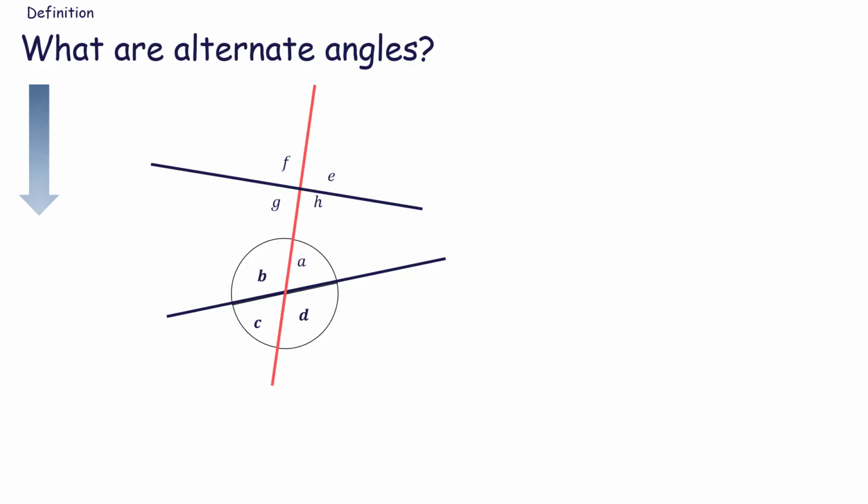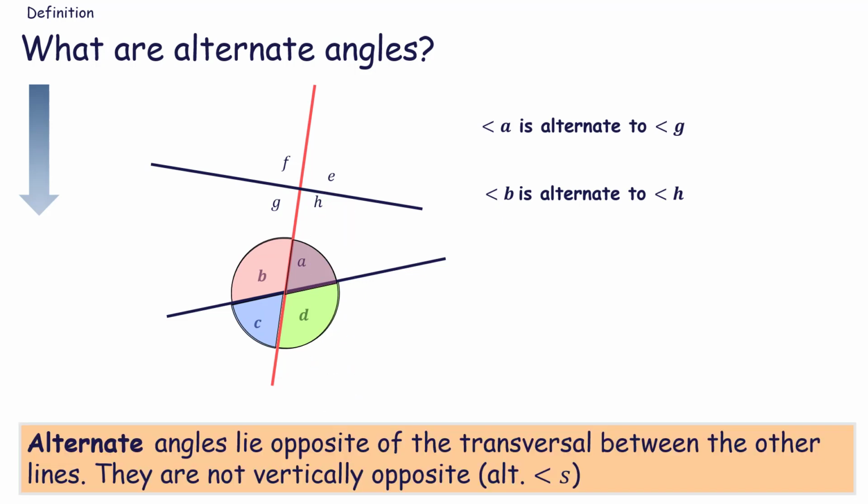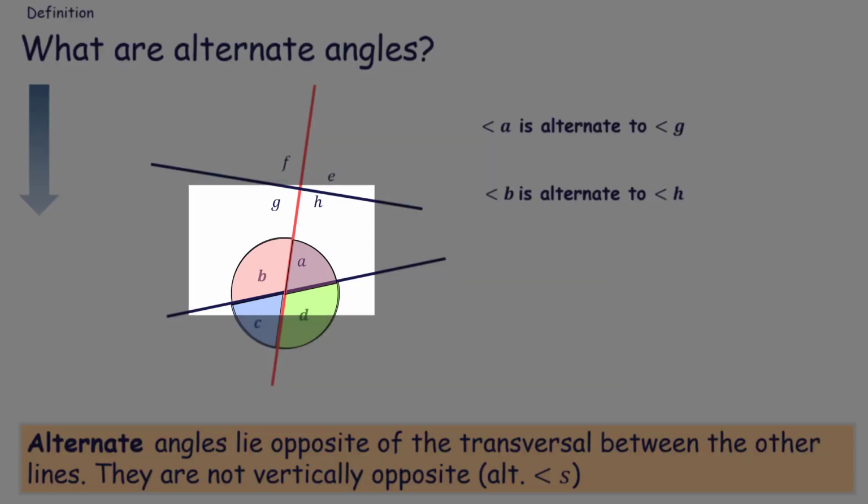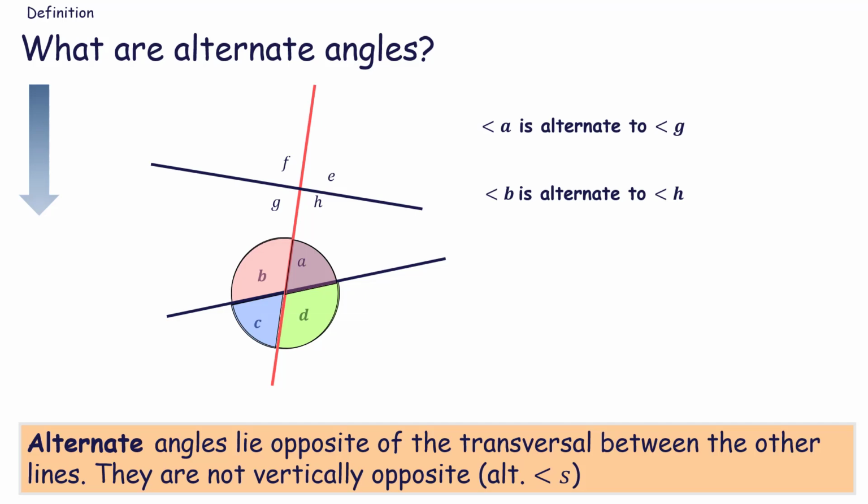What are alternate angles? Angles C, B, A, and D form a revolution around this vertex. What is the relation between these 4 angles and the top 4 angles? We've got special names for this. Angle A is alternate to angle G. Angle B is alternate to angle H. So alternate angles lie opposite of the transversal between the other lines. These alternate angles are interior alternate angles. We also get exterior alternate angles. So alternate angles lie opposite the transversal. Note they are not vertically opposite.